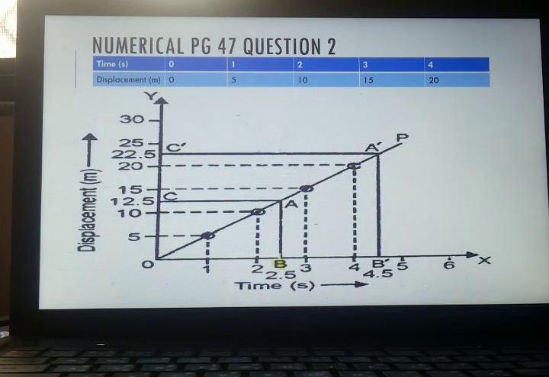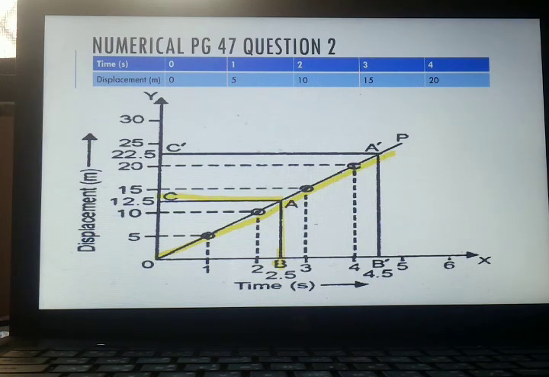So what we will be doing? This is the x-axis, this is the y-axis. First of all we have to draw a straight line parallel to the y-axis. This is a line parallel to the y-axis. As soon as it meets this line, we have to draw another line which is parallel to the x-axis now.